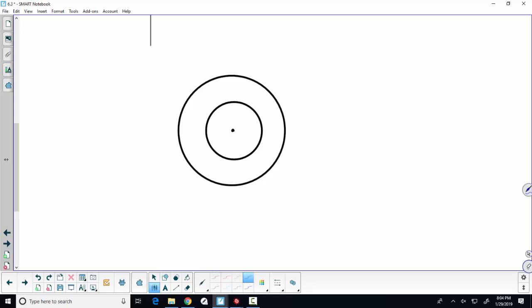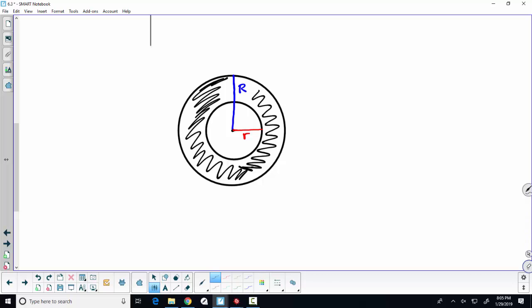So let's call the distance from the center to the outer edge capital R, and from the center to the smaller circle, lowercase r. Just so we can see where that formula comes from. So we're finding the area of the cross section, which is this washer here. So this is the area we're looking at.